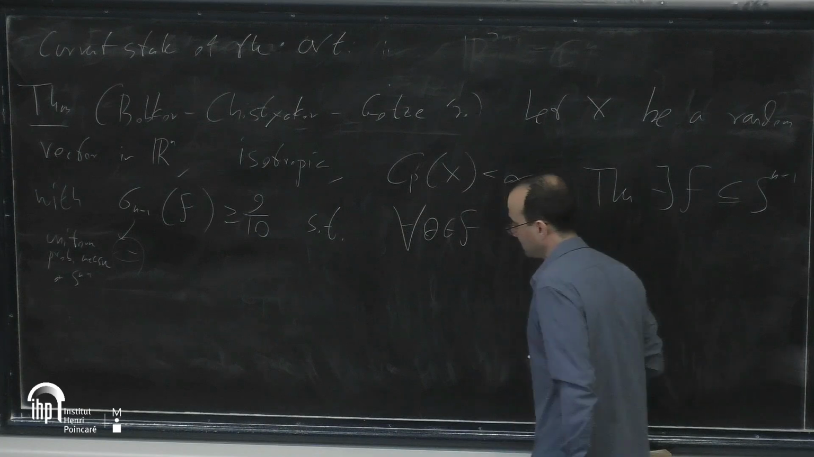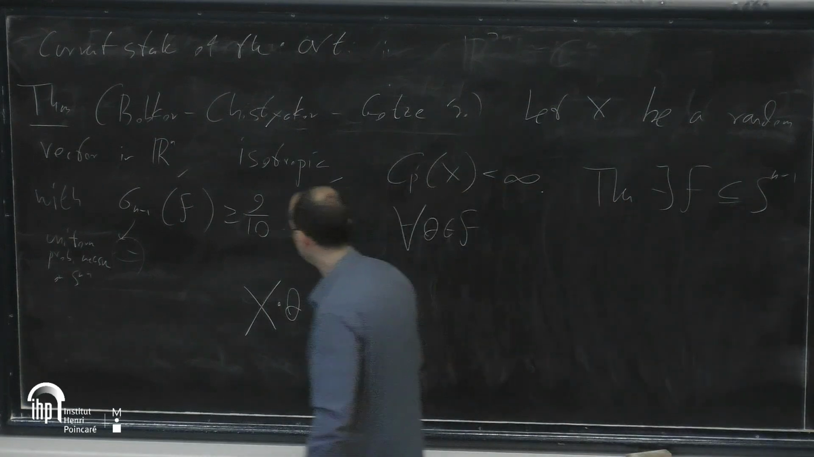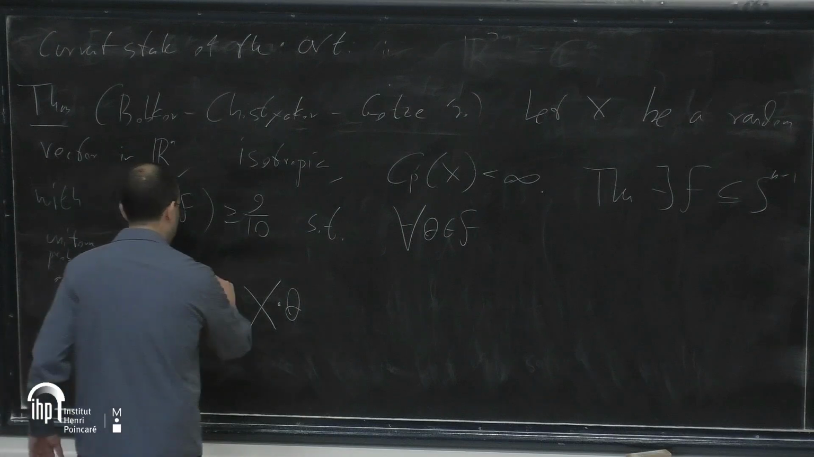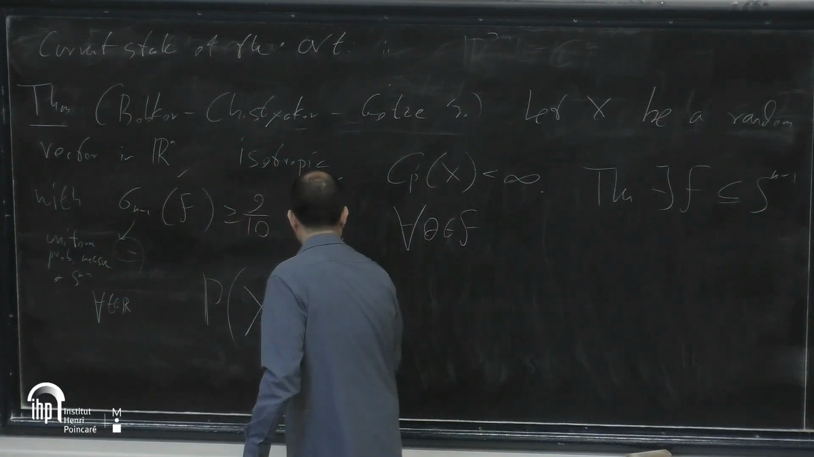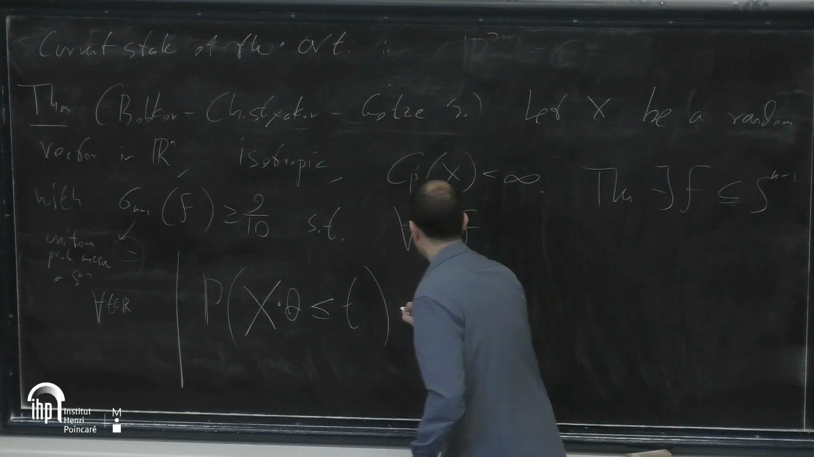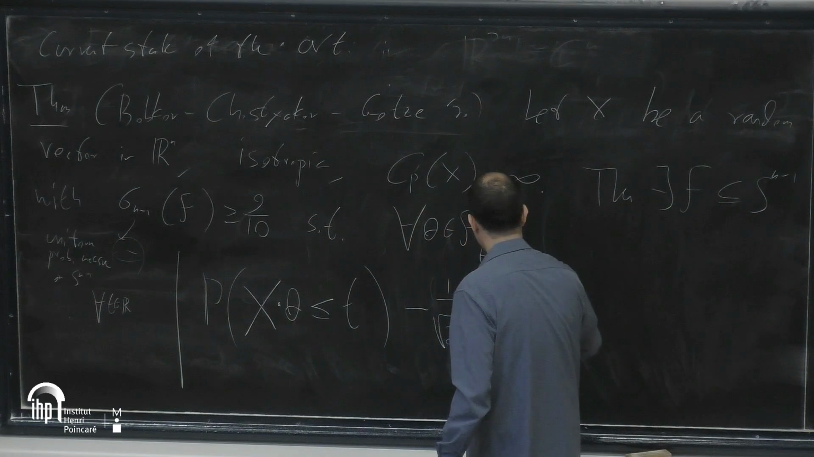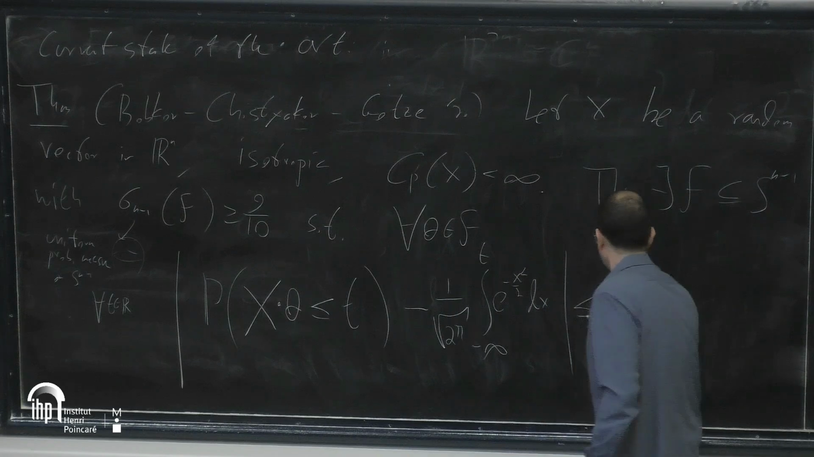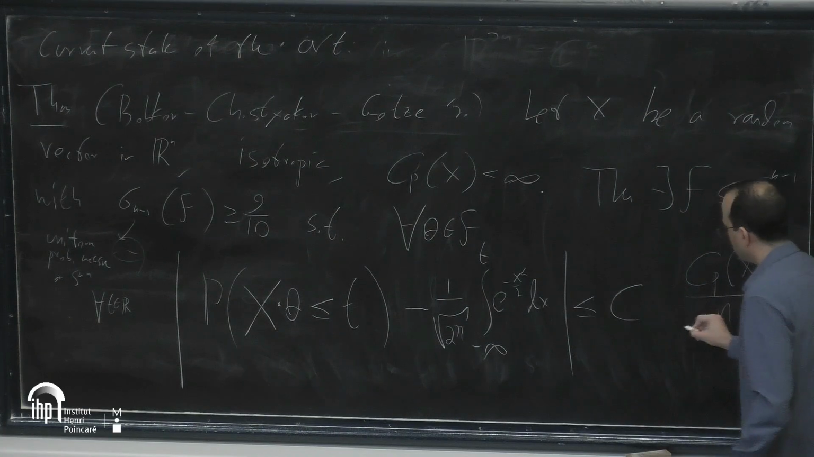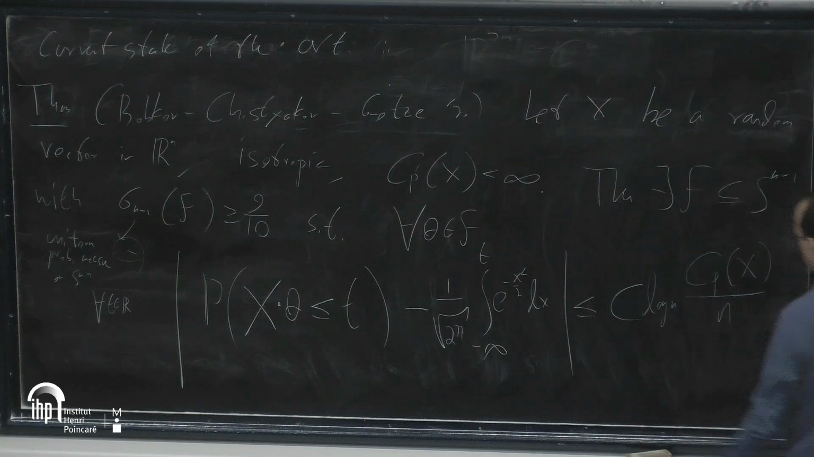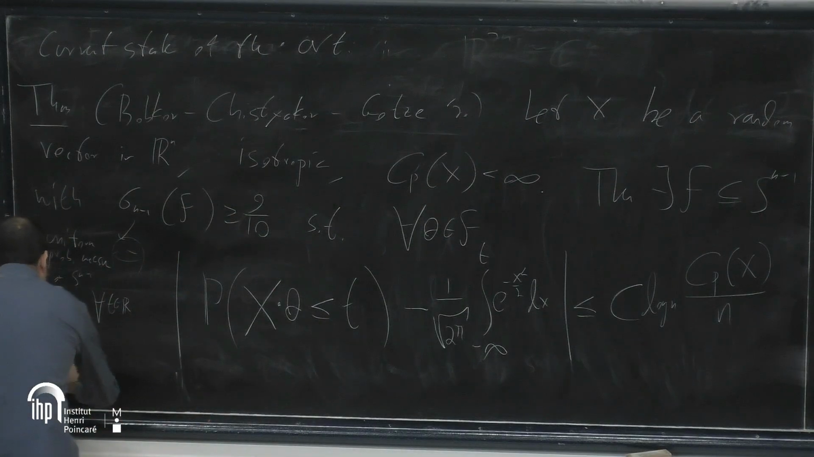if you look at the Kolmogorov distance between the marginal of x in direction theta, so this is a random variable on the real line, it should be pretty close to the Gaussian distribution. So for any t in R, the probability that this thing will be at most t is very close to what you get for the Gaussian. So how close? This is at most a universal constant times the Poincaré constant over n, but also here there is a log factor. So up to this log, this theorem looks very, very strong, optimal.